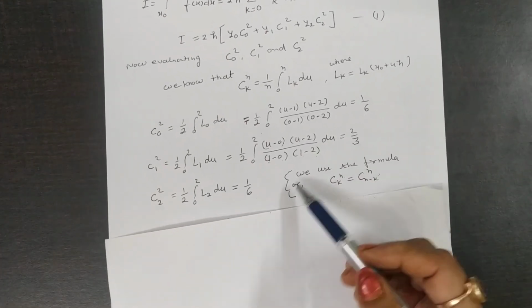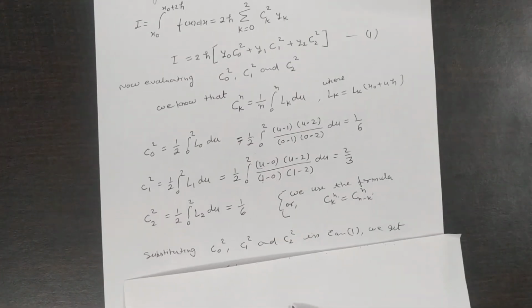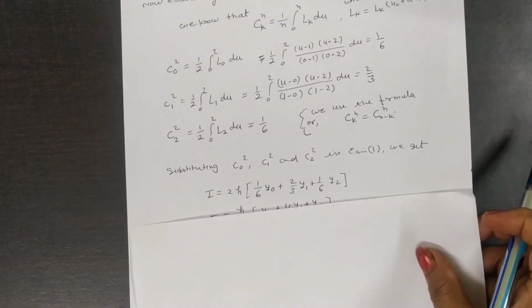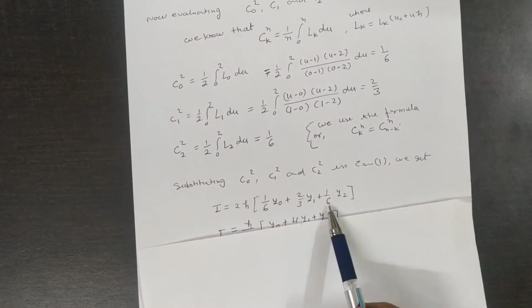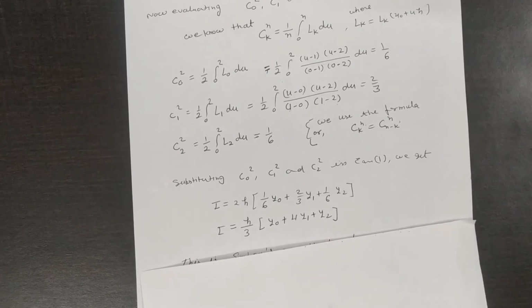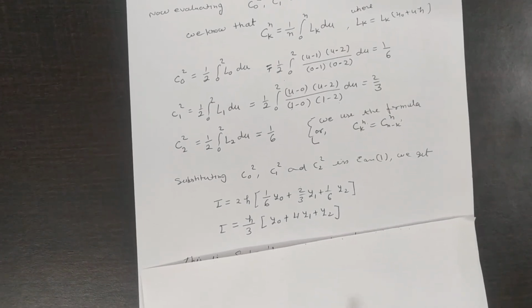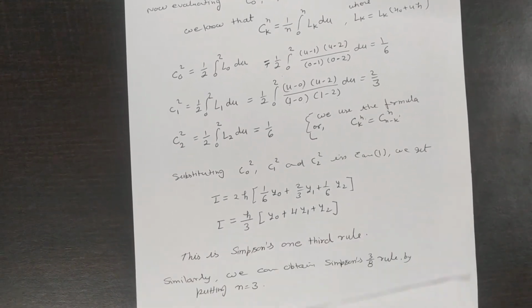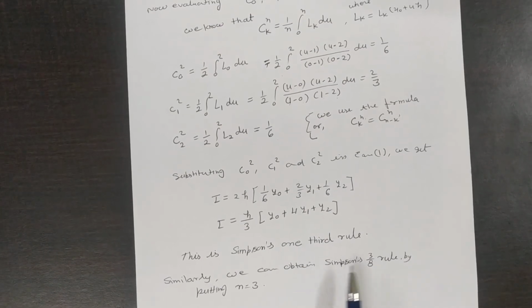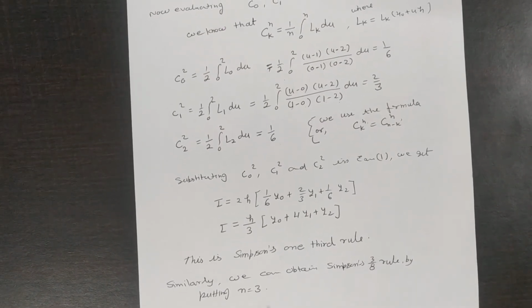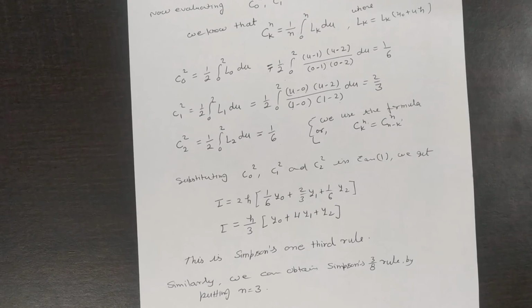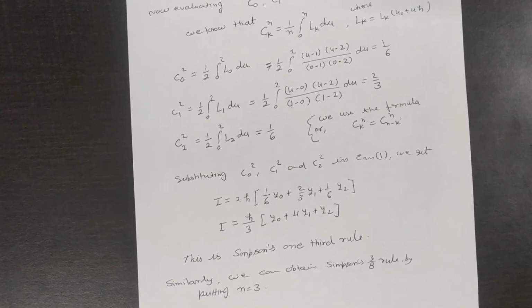Okay, now substituting these values in this result, you get I equal to y0 and y1 terms, so substituting these values you get this. Okay students, so substituting this we get Simpson's 1/3 rule. Similarly we obtain Simpson's 3/8 rule by putting n equal to 3.